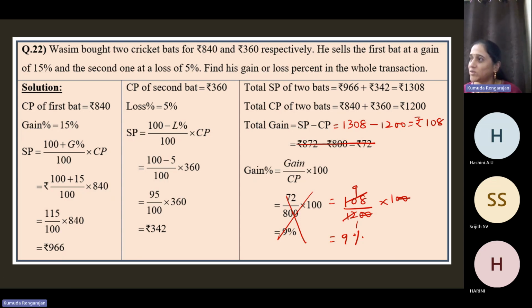Understood this one? Yes, ma'am. See, you understood by yourself, right? So you know the CP of one bat and you know the profit percent. Use the formula, find the SP. You know the CP of the second bat and you know the loss percent. Using the formula, find the SP of the second bat. Then find the total CP, find the total SP. Here SP is more. So it's a profit. And then find the profit percent.